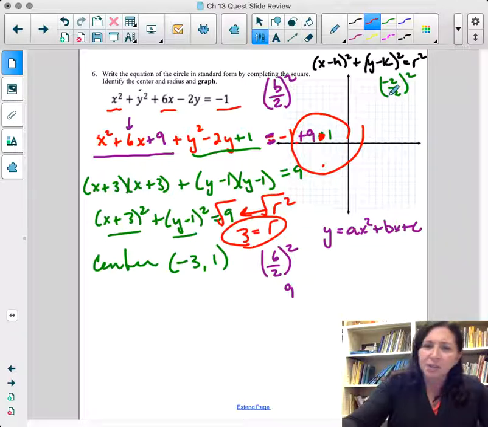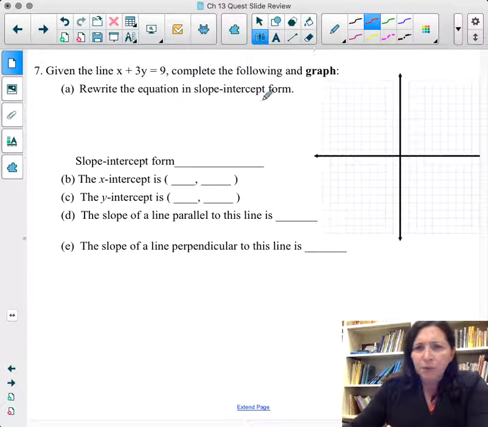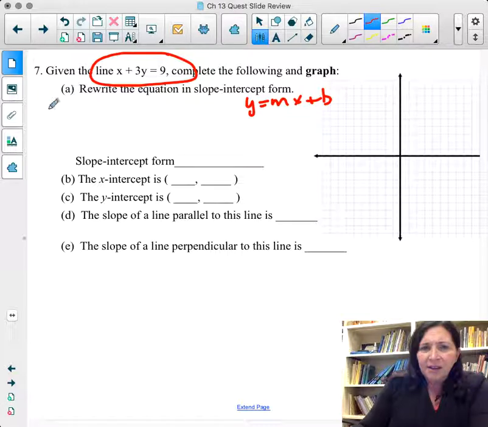Okay. The next question says, given the line x plus 3y is equal to 9, complete the following and graph. So we want to graph that too. Rewrite the equation in slope-intercept form. Slope-intercept form looks like this: y equals mx plus b. That means I've solved for y. So I'm going to take the equation they gave me up here and solve for y. I'm going to get the x on the other side first.